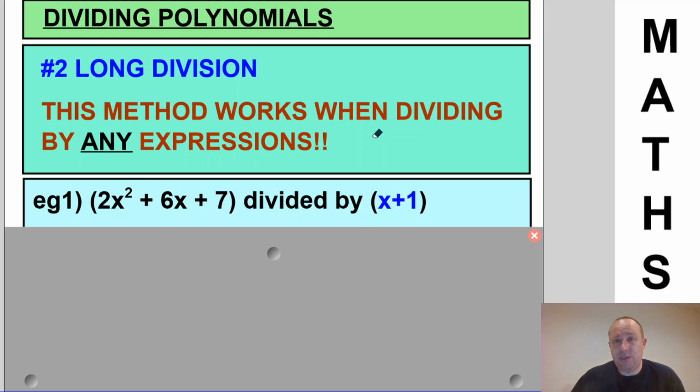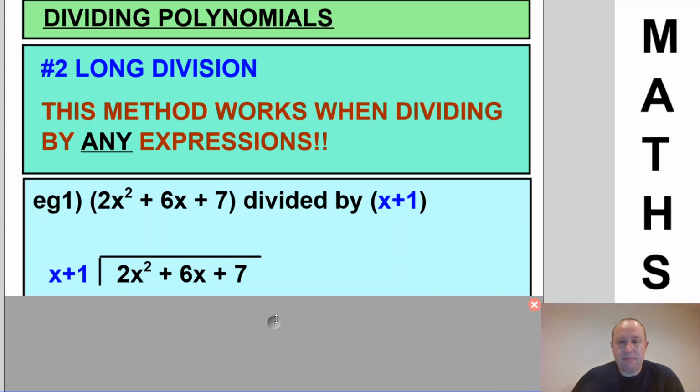So normally I probably use 2 methods. If I'm dividing by a linear, I'm probably going to use synthetic division. If I'm not dividing by a linear, I will probably go to long division. And normally there's some people that will do long division for every question just so they only have to learn one method, and that'll be something that you can make a decision on for yourself. So first question, 2x squared plus 6x plus 7 divided by x plus 1.